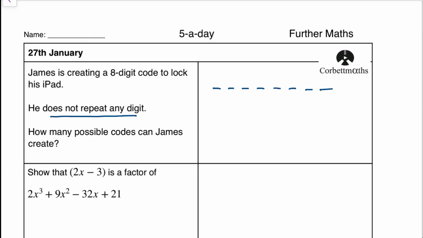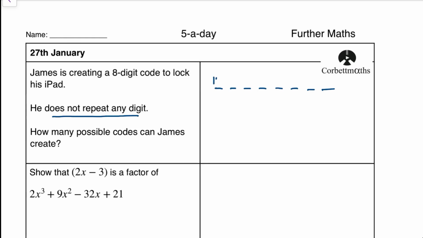Okay, so let's think about what he's got. So this first digit can be any one of 10 different choices. Then the next one is to use the digit up because it's not repeating it. So that's 9 choices, 8 choices, 7, 6, 5, 4, 3. Now there's a couple of ways to do it. I can just work that out 10 times, 9 times, etc. Or get my calculator out and I could do 10 factorial divided by 2 factorial because I don't want the 2 and the 1 at the end.